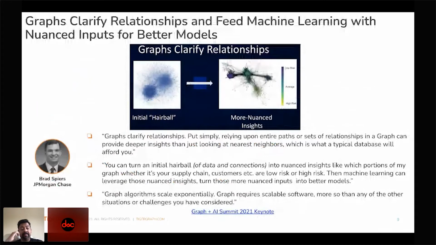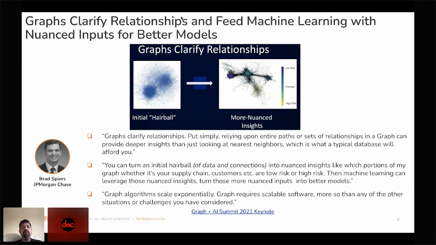Graph databases, as I explained, connect objects and understand relationships better. But I think it's better for me to let an industry expert who has deployed graph and machine learning at JP Morgan Chase speak. Brad Spires is the executive director at JP Morgan Chase. He defines it simply as graphs clarify relationships.